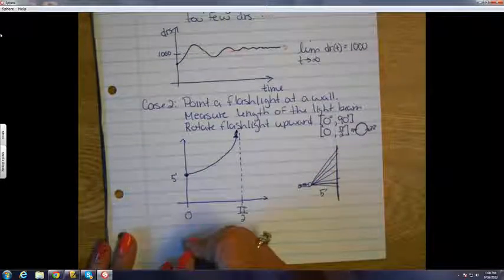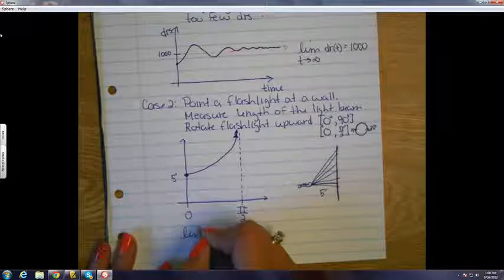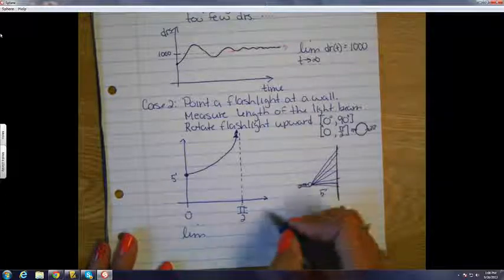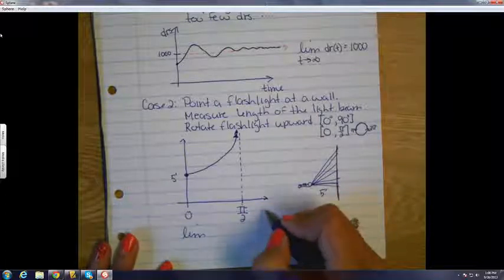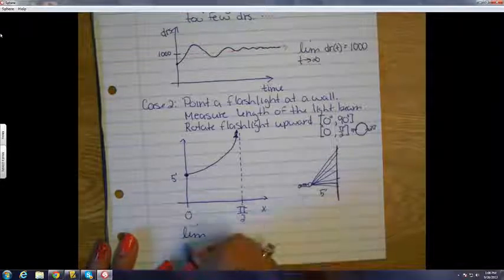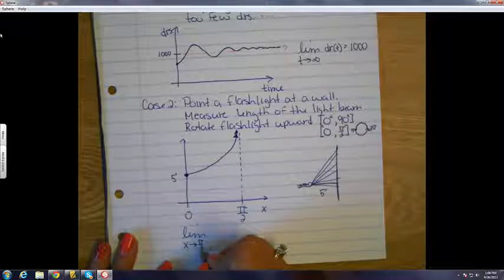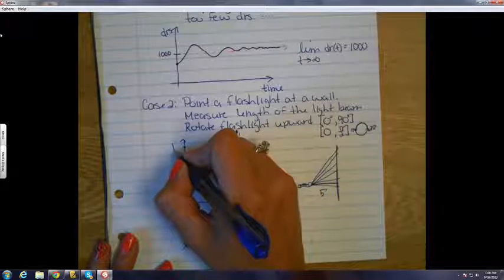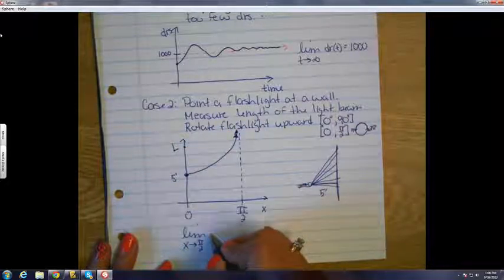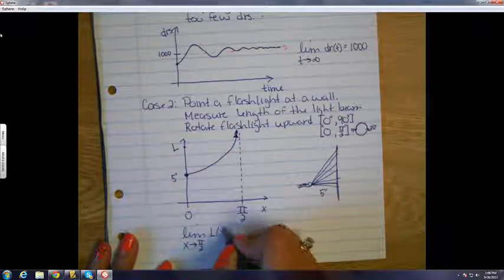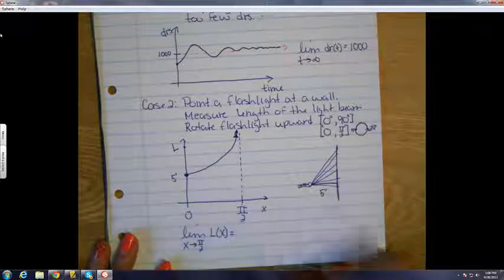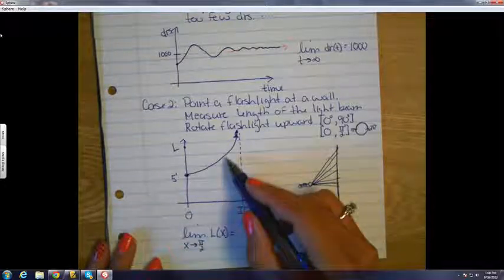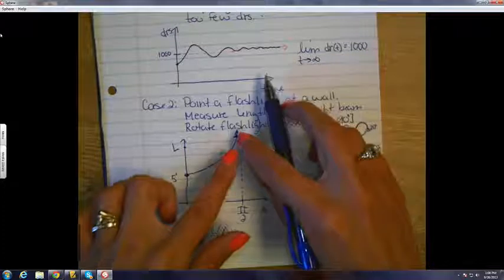If I ask for the limit, what do we want to call this? The angle, let's call x. X is the angle. As x approaches pi over 2 of the length of the beam of light, normally we would say, because my 2 fingers aren't coming together at a single point, we would say no limit.